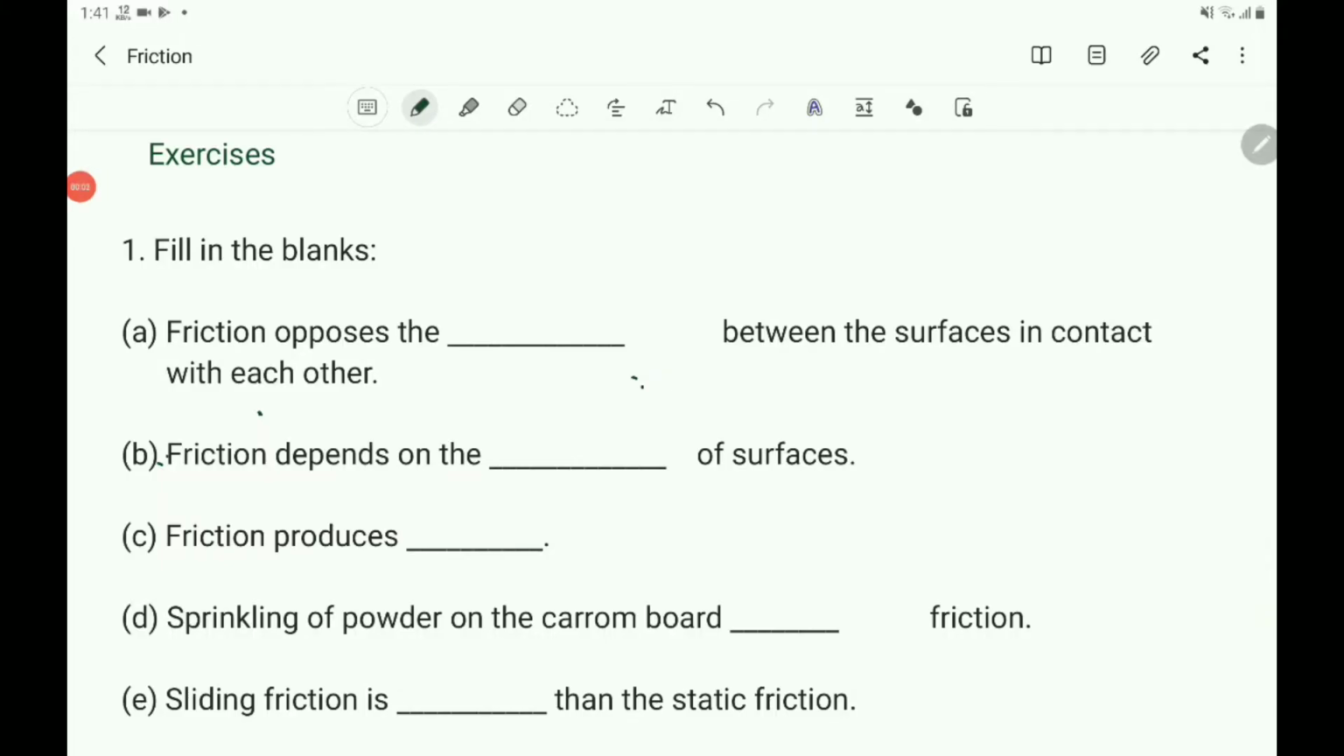Children, it is a continuation of the chapter Friction. Now let us solve the exercise based questions. The first question is fill in the blanks.